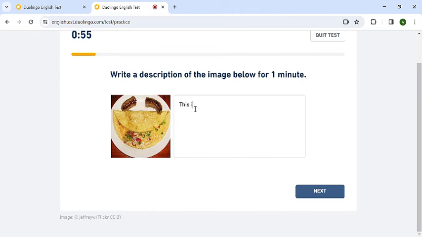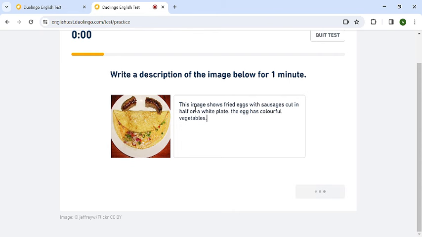This image shows fried eggs with sausages cut in half on a white plate. The egg has colorful vegetables.